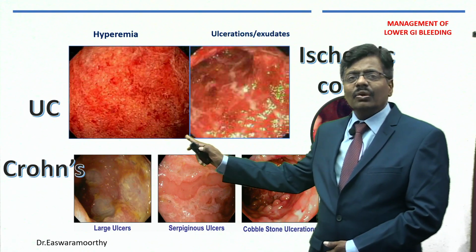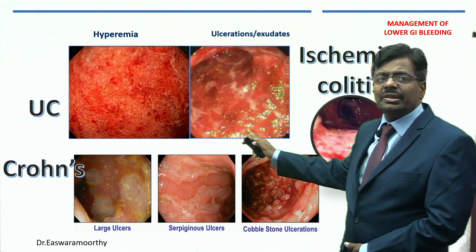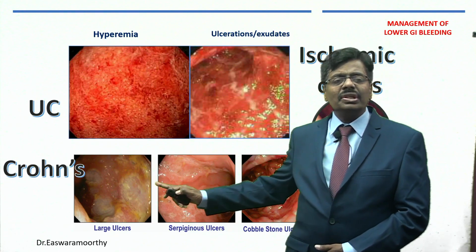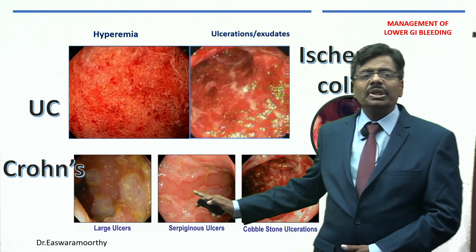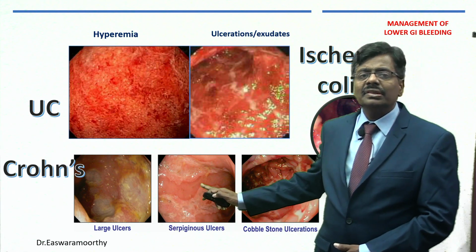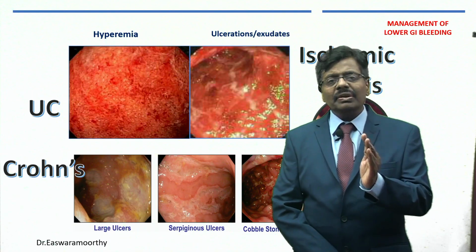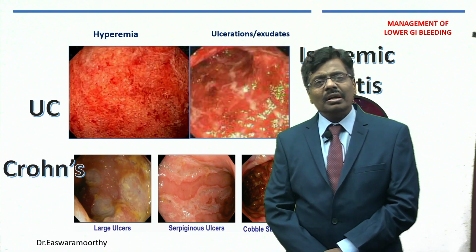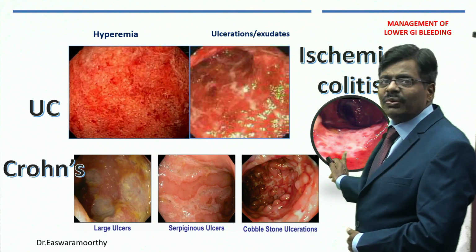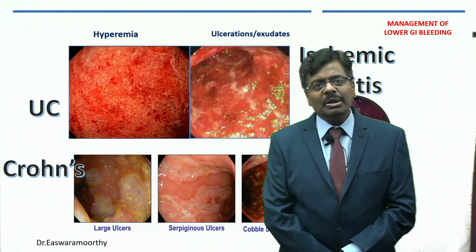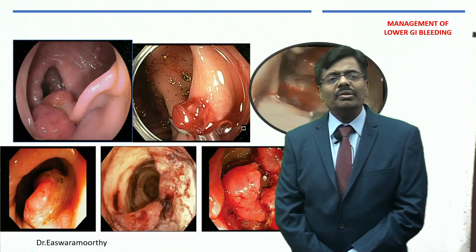And a classical colonoscopy finding in ulcerative colitis is hyperemia, ulcerations or exudations. In Crohn's disease, for example, you will see large ulcers, what we call serpiginous, snake-like ulcers like this, and cobblestone mucosa. A patient presenting with pain along with bleeding PR, an elderly man with ischemic heart disease, could be a case of left-sided colitis due to ischemia. Ischemic colitis is a classical presentation, with ulceration mainly in the descending colon.